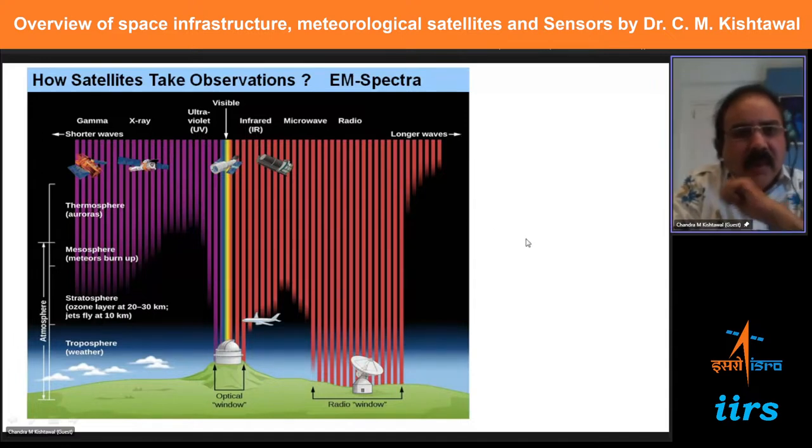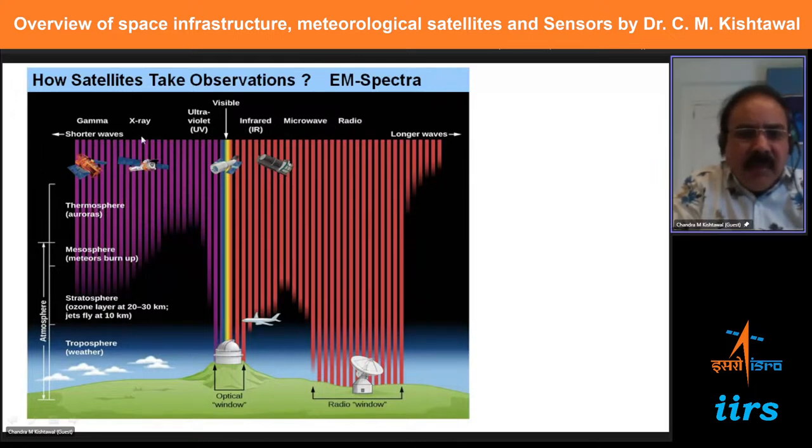Okay. So you can see that there is a very big range of the electromagnetic radiation. It starts from short wave, gamma rays, X-rays, ultraviolet, visible, infrared, microwave, radio waves, and very long waves also. But for meteorological purposes, satellites work mostly in visible, infrared, and microwave frequencies, and to some extent in the radio waves, which I'll tell you how these radio waves are being used in the meteorological sensors.